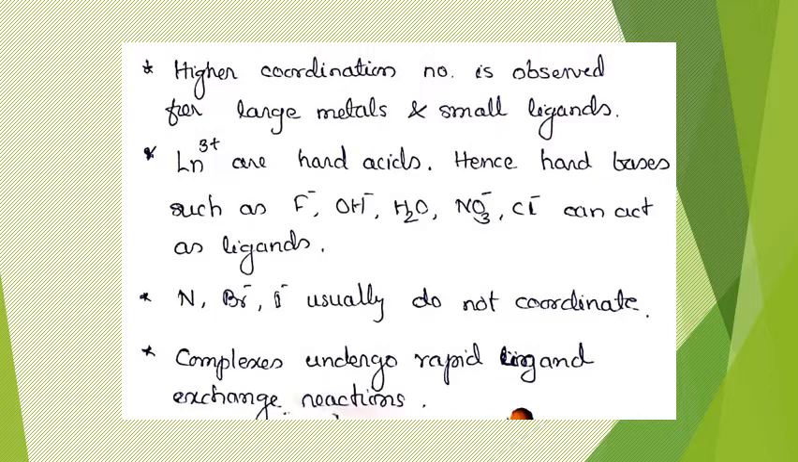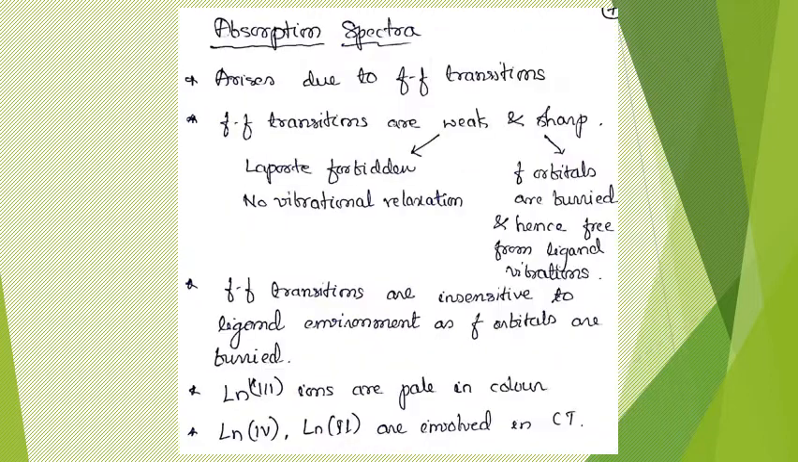Okay, these are some points in connection with coordination chemistry or coordination behavior of f-block elements. If you need a comparison, you can just refer to Huheey's book. He has compared nicely the difference in coordination behavior of transition elements as well as these inner transition elements. Okay, go to the next property. The next property is absorption spectra or electronic spectra.